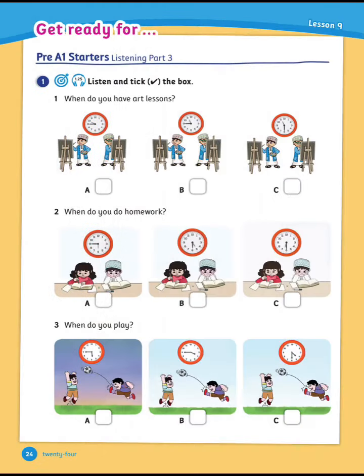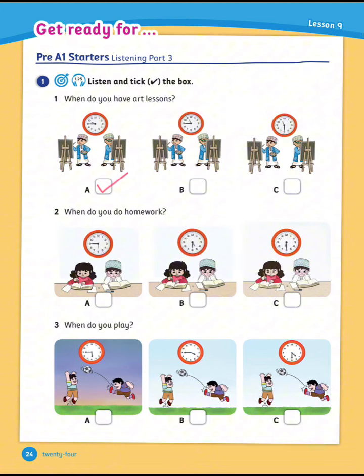Lesson 9. Exercise number 1. Listen and tick the box. Listen carefully. When do you have art lessons? Hi, Adam. Hi, Hamid. How are you? We're fine, thanks. Look at my picture. I have art lessons at 8 o'clock. We have art lessons at 9:45. Oh, I see.